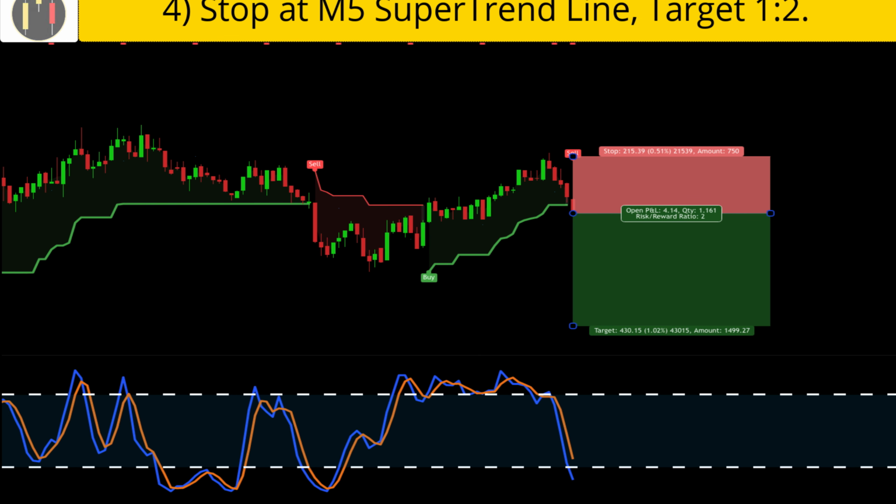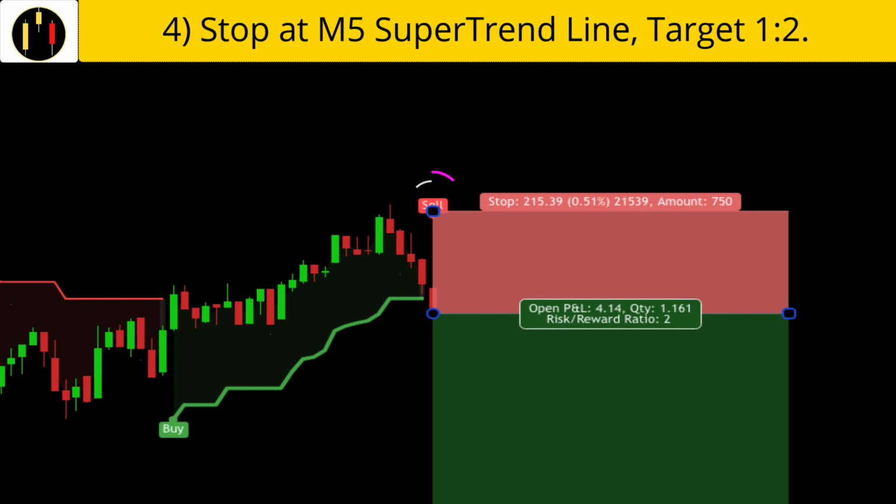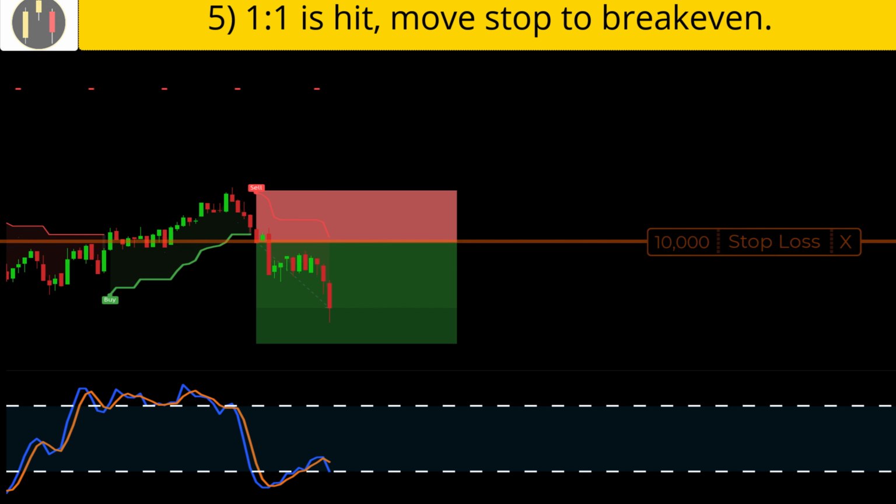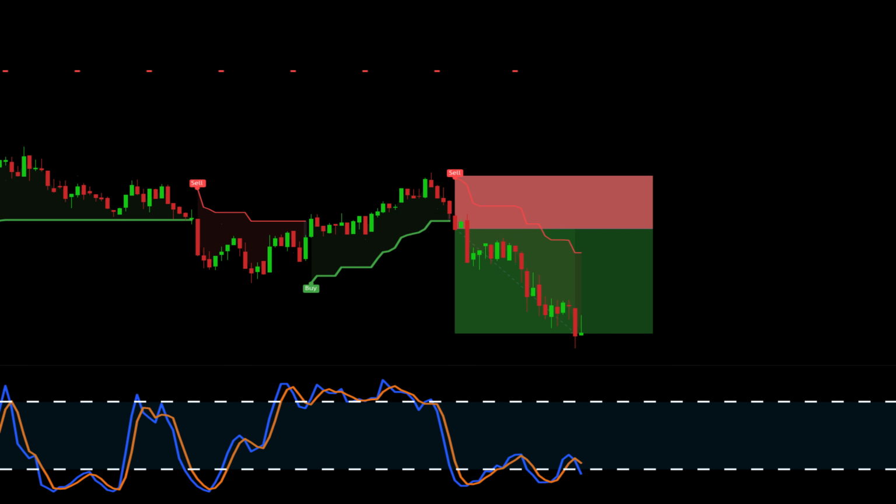Everything converges on this candle. That is our trigger. The stop is placed at the 5-minute super trend line and our target is 1 to 2. When the 1 to 1 level is hit, move the stop to break even. And this example hits the target.